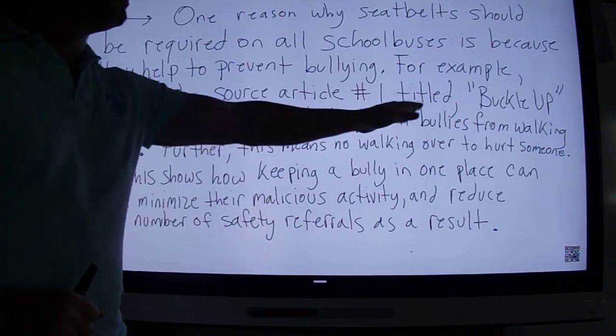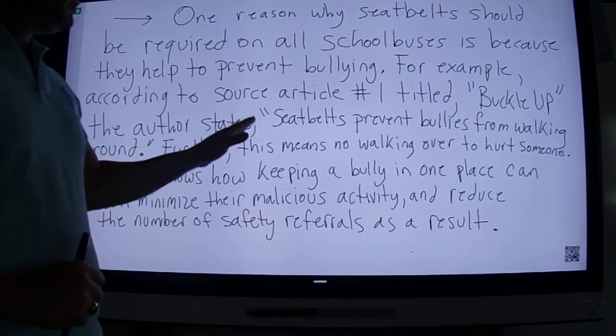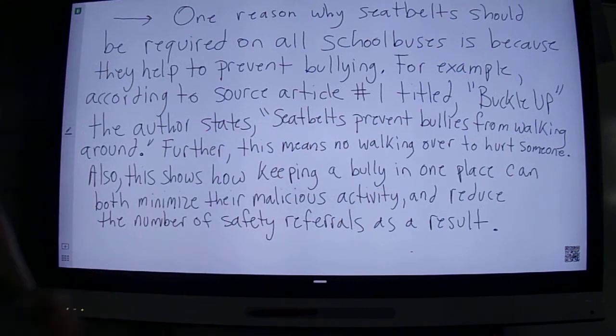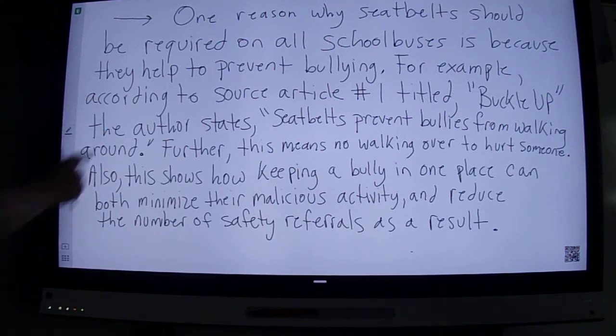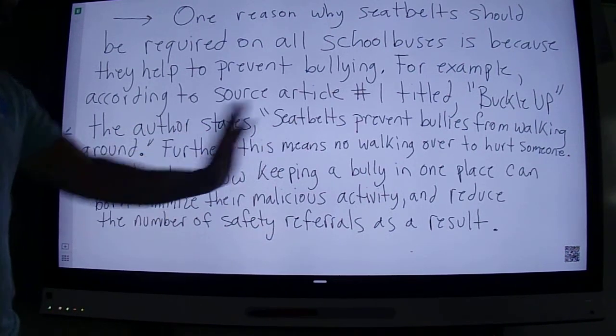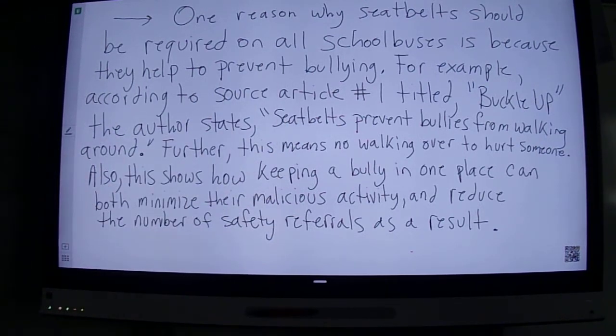According to the source article number 1 titled, comma, quotations buckle up, the author states, comma, open quotes, now here's the text. Seatbelts prevent bullies from walking around, period, close quotes. Right out of the text. Further comes next. Now the students know further signifies it's time to explain more fully in my own words. Okay? Further, comma, the student says in their own words, this means no walking over to hurt someone. Period.